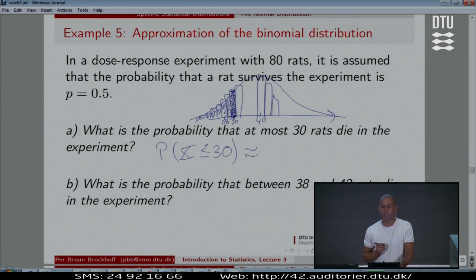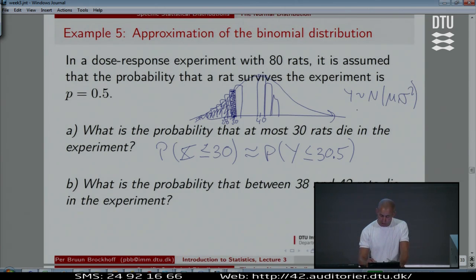So instead of using 30, I'll use 30.5. I'd go half, take this half correction. So I'll take this and do an approximative calculation saying that this is the same as, should call it something else, y being less than 30.5. The 0.5 was the continuity correction. And what is the y here? The y would be a normal. Which normal? The normal using the binomial mean and the binomial variance. I compute the mean and the variance as it looks for the binomial. I use it in the normal.